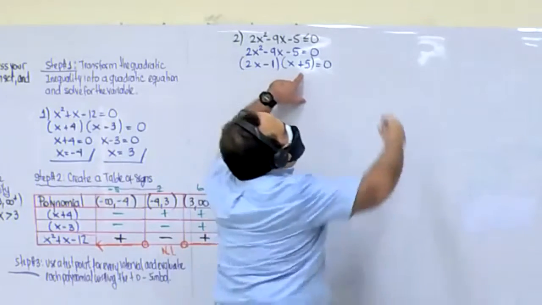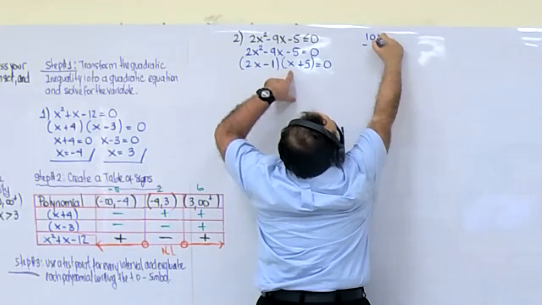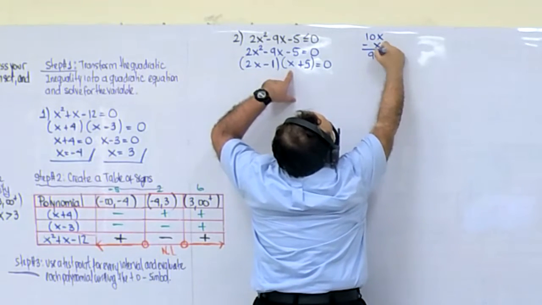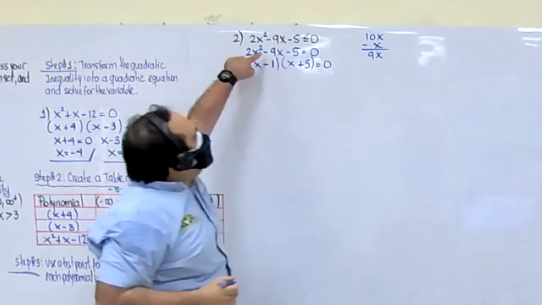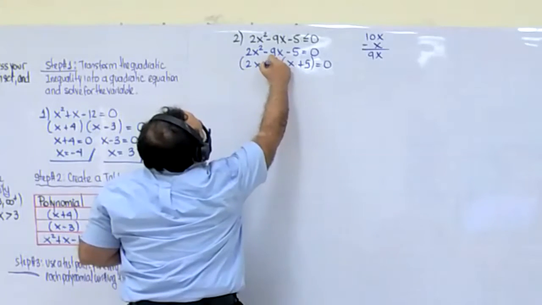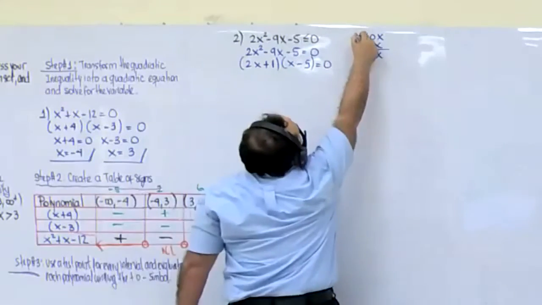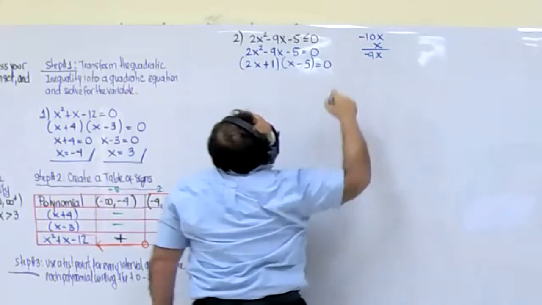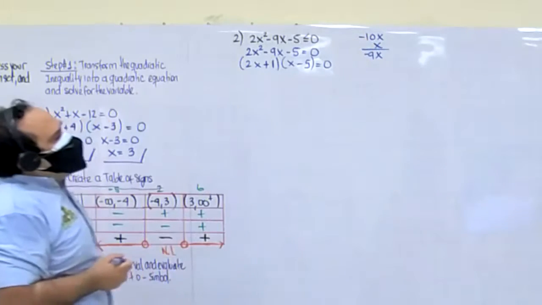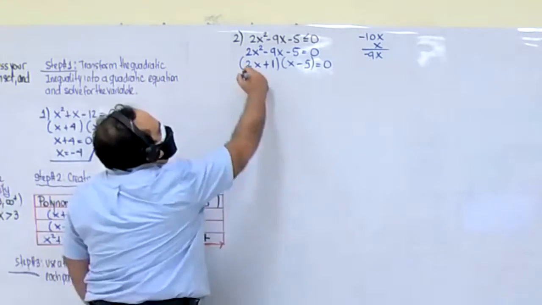2 times 5, 10x. Negative 1 times x is negative x. The answer gave us positive 9x, and that's supposed to be negative. All right, for that reason, I'm going to change the position of the signs and fix it. Negative 10x plus 1x will be negative 9x. We are factorizing already.